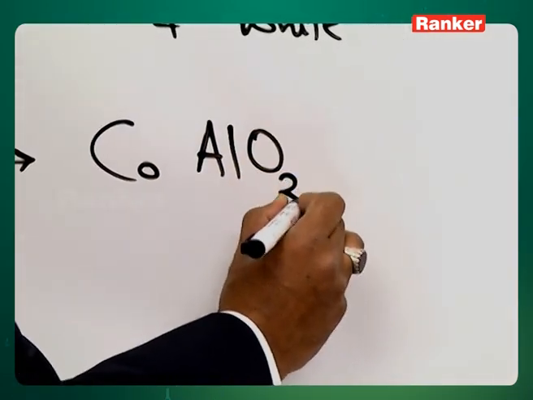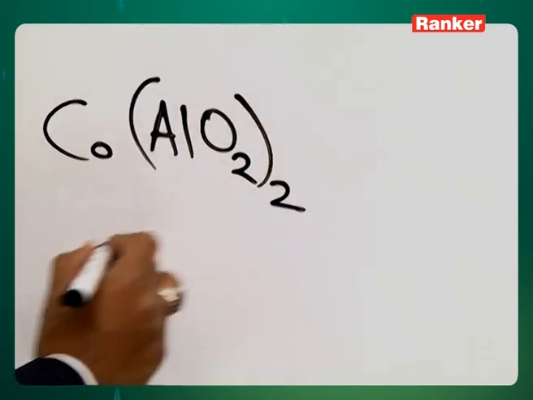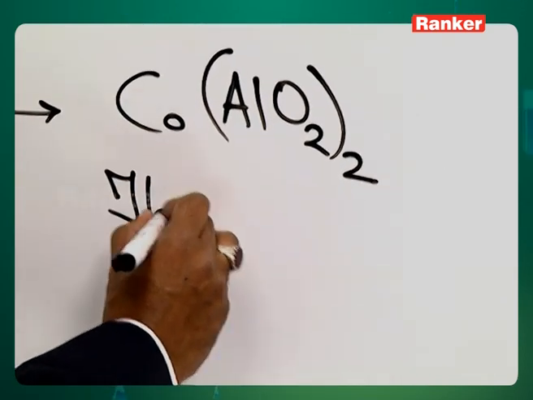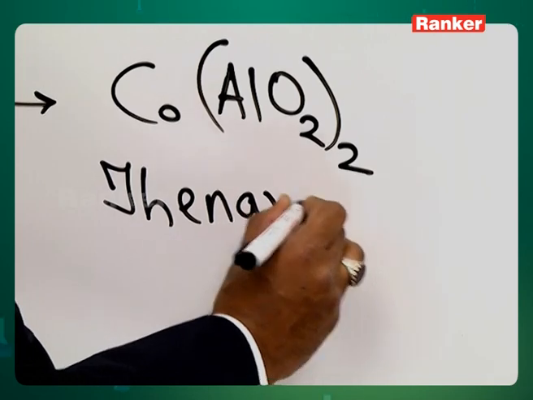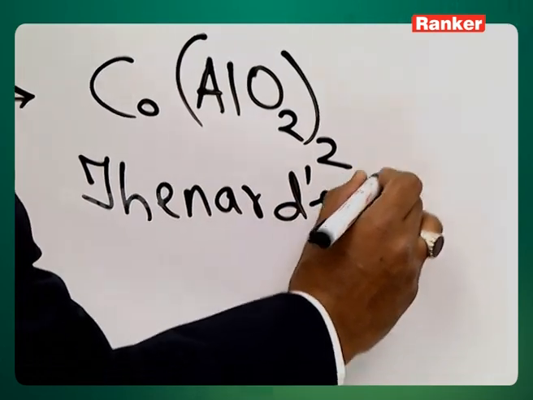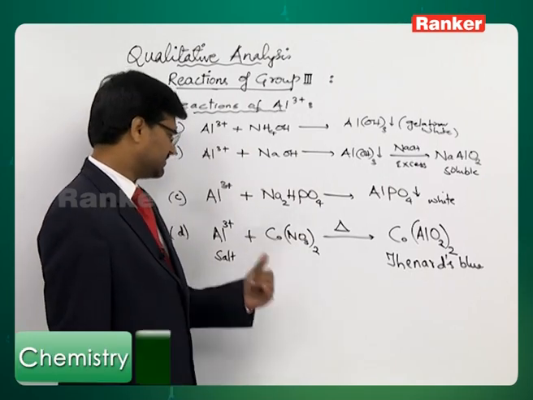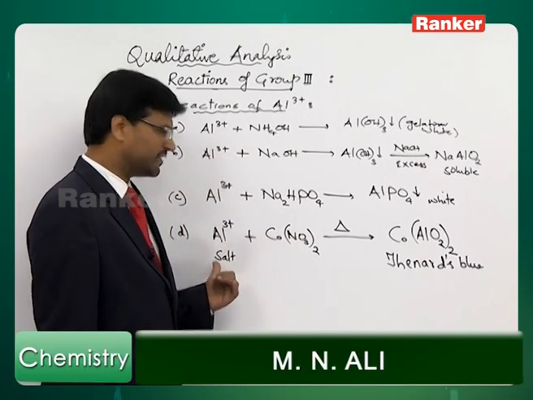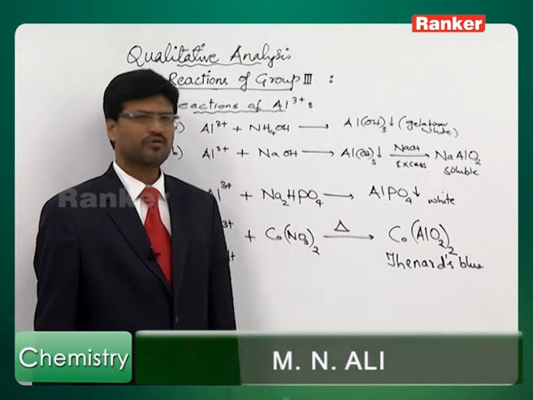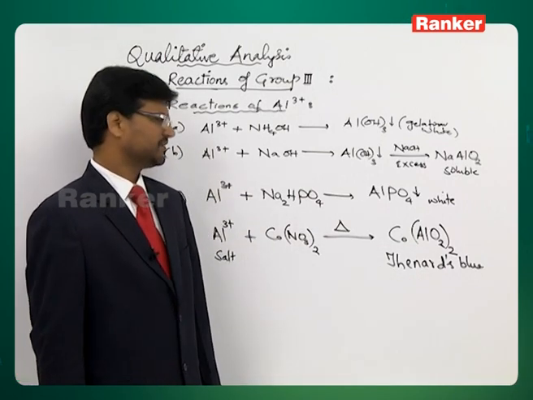Co(AlO2)2. This is a blue pigment called Thénard's blue. So, formation of a blue substance becomes a confirmation test for Al3+. Thénard's blue is formed. Cobalt meta-aluminate is Thénard's blue.